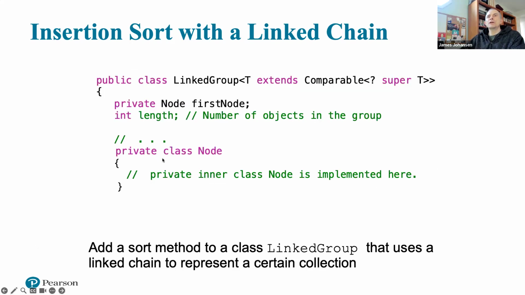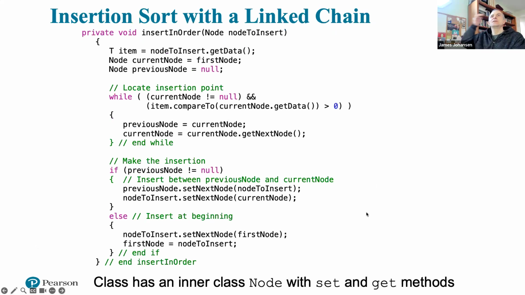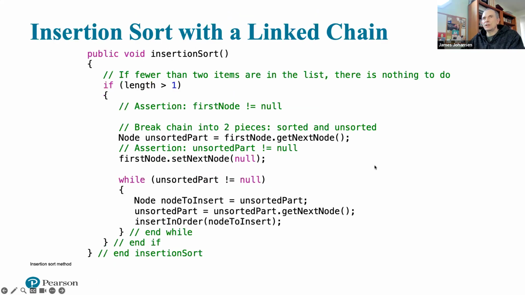So we're going to have the private class node. That's something that we've always had to do with a linked implementation, and so we're getting a chance to see that. Here is some more details. The class has an inner class node with set and get methods. And so here we're seeing some of that laid out for the linked chain implementation.